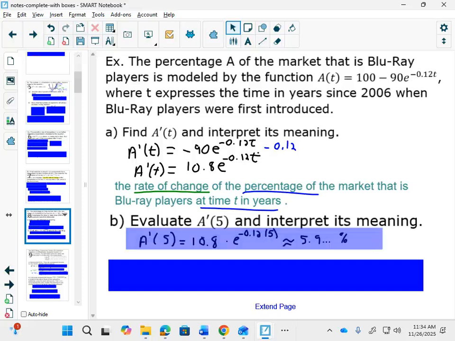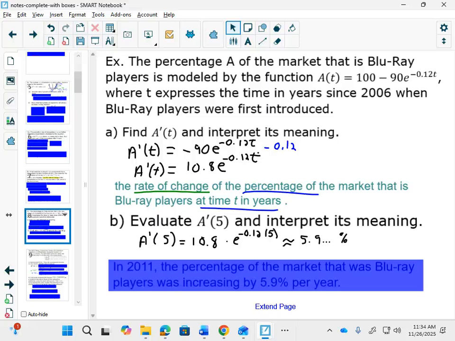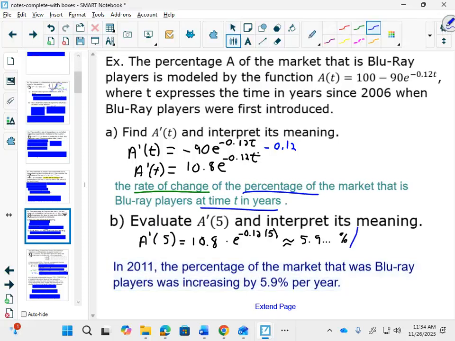So then when we evaluate A prime at 5 and get 5.9, this would be 5.9% per year. And it means in 2011, the percentage of Blu-ray players was increasing by 5.9% per year.